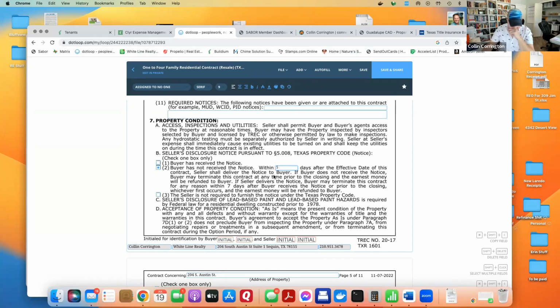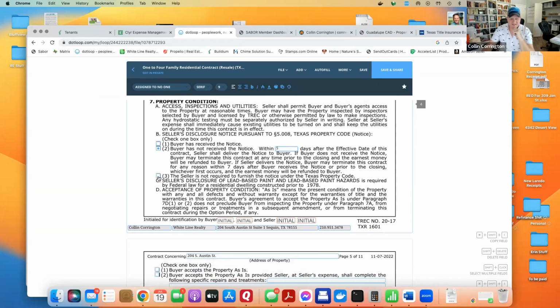And if you have to put this in, guys, make sure you put this in your calendar so you don't forget. So I need it. You got 5 days to give it to me. Buyer may terminate this contract if you have not given it to me. And the last one is the seller is not required to furnish the notice under Texas Property Code.